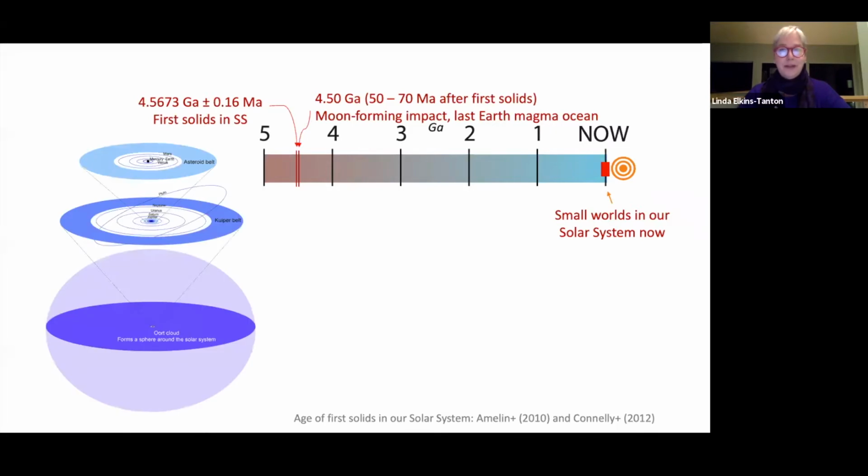Now, our solar system is drenched, just to do a little recap, drenched with small worlds, literally millions of them. The large populations are clustered in the stable regions, the asteroid belt, the Kuiper belt, and the Oort cloud, as shown in this kind of exploded diagram.